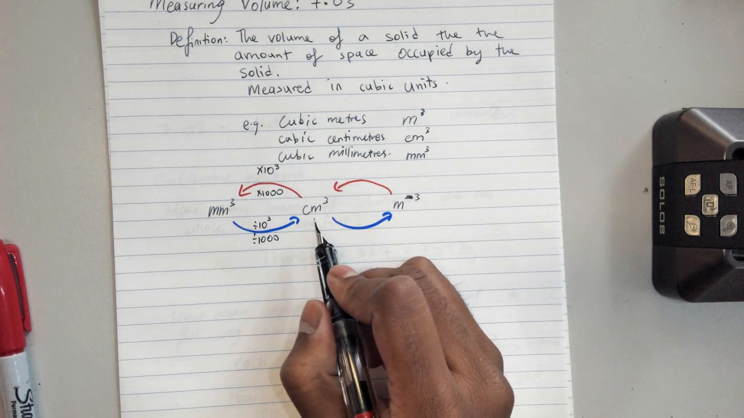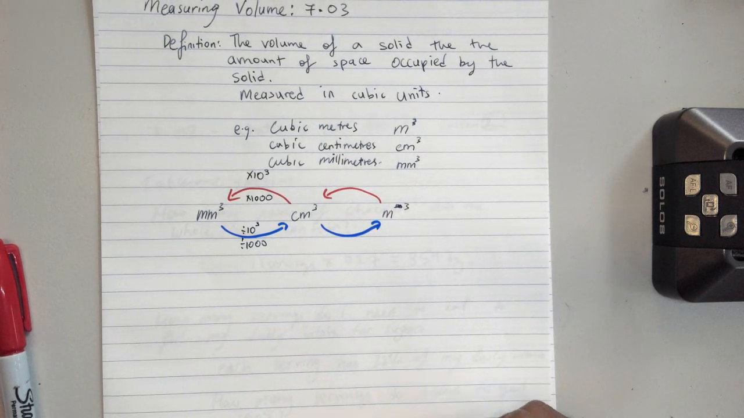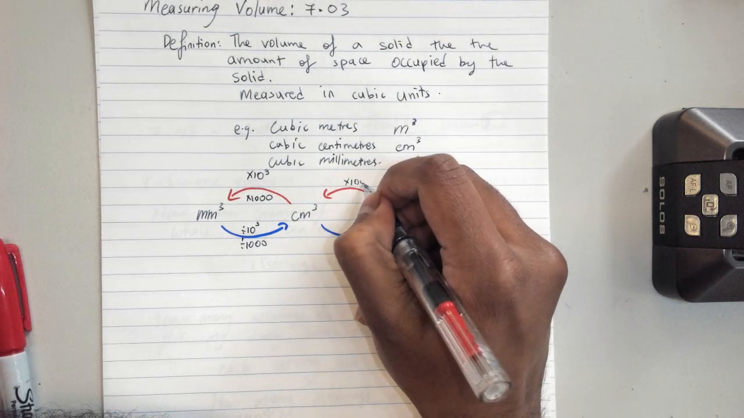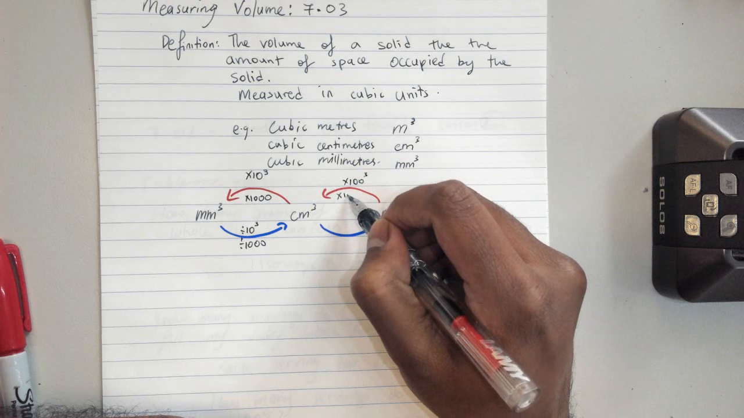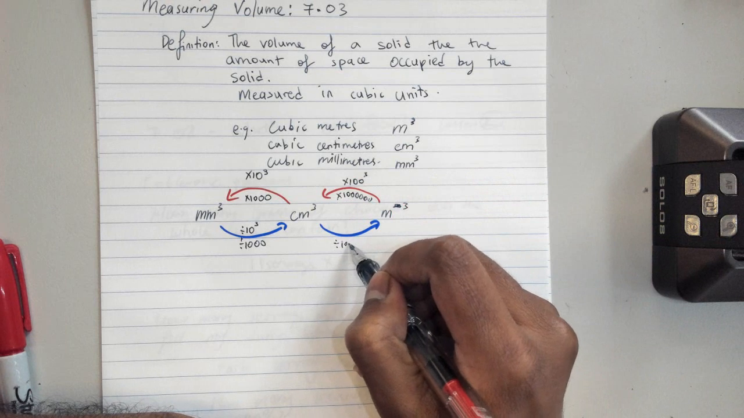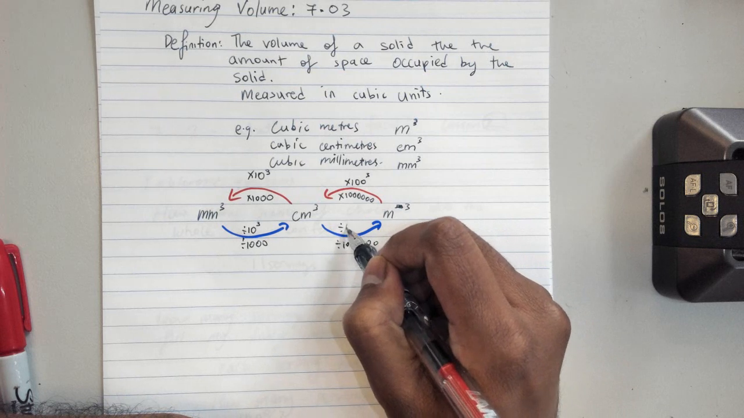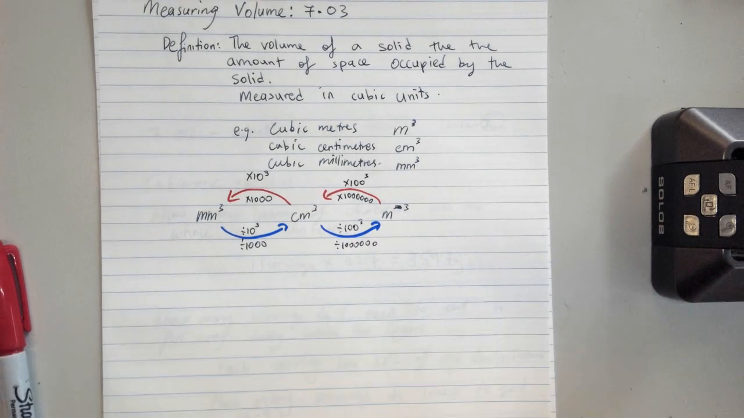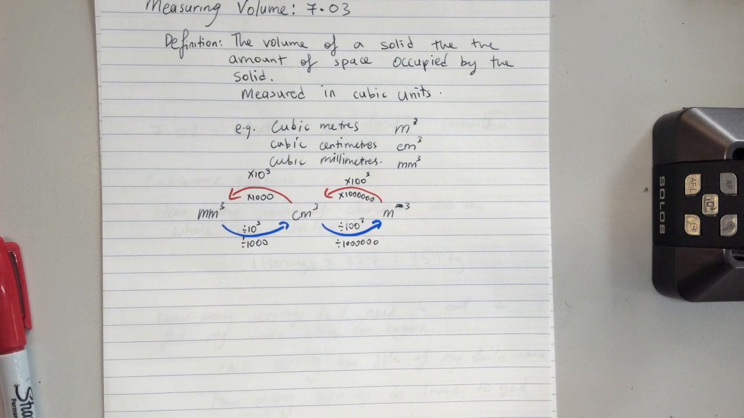Now what about going from meters to centimeters? How many centimeters are in 1 meter? 100. So we're going to times by 100, but because it's cubed, we're going to cube the 100. So we do 100 times 100 times 100. It's actually 1,000,000. Divided by 100 cubed. So this is your little conversion table of how to convert between your volume units. Okay.